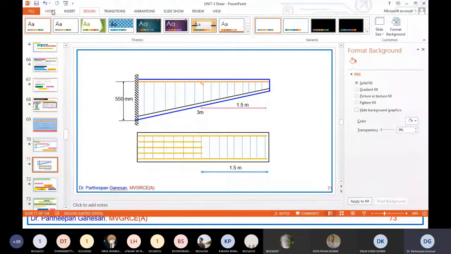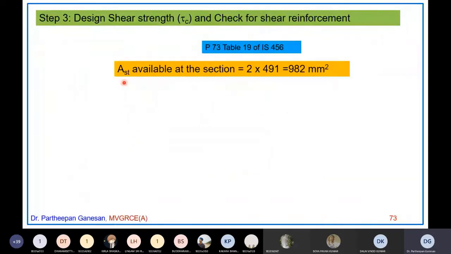2, sir. Only 2 are there. This one and this one is there, right? Only 2 are there. On the left side only 5 is there, but on the right side only 2 are there. That is why you will take Ast available at the section as only 2 into 491, 982 millimeter square. For one number of 25 mm diameter bar, the area is 491. So Ast available at that section is 982 millimeters square.